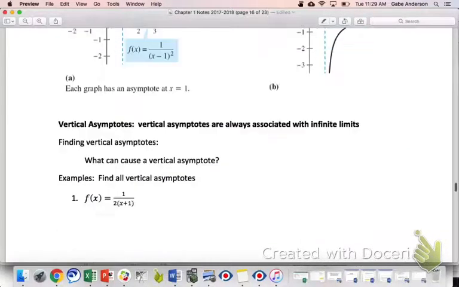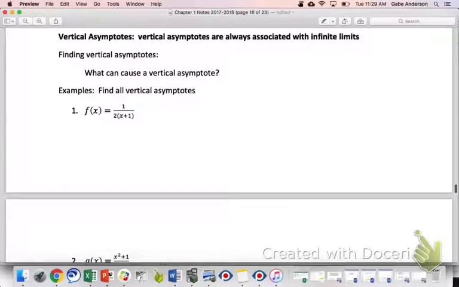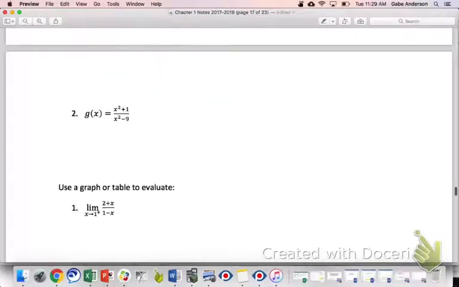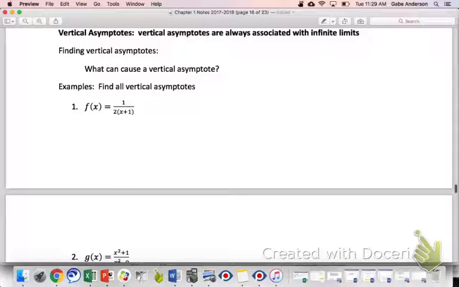All right, we are cruising along. I throw this in here: vertical asymptotes.